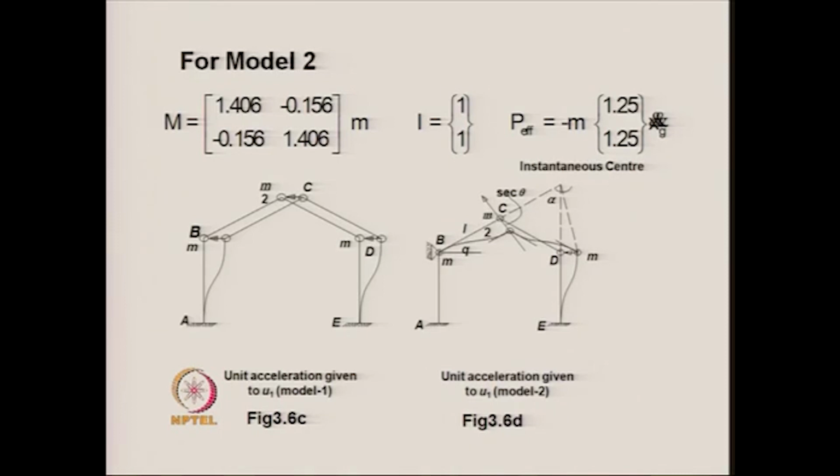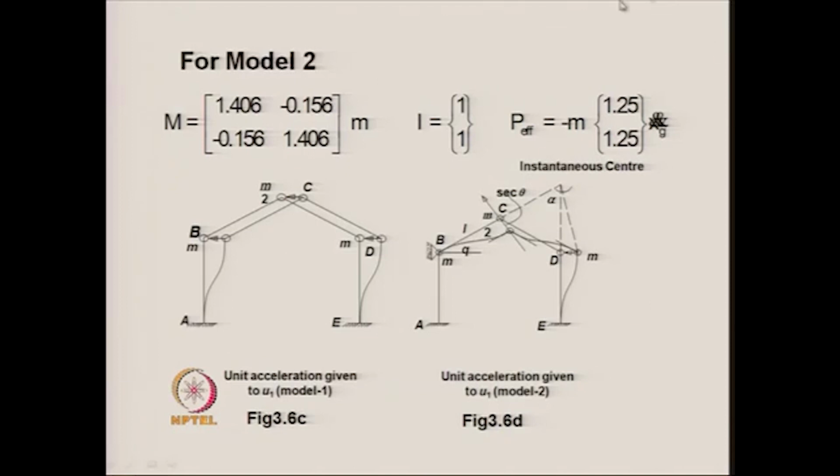Similarly, one can find out the second column of the mass matrix by considering the unit displacement at the second degree of freedom, locking the first one and resolving the forces in the same fashion as we have discussed before.